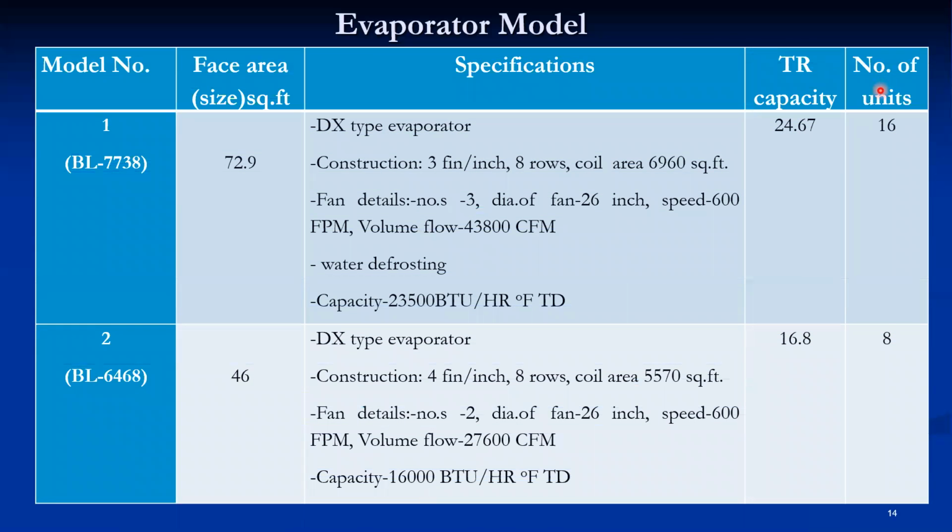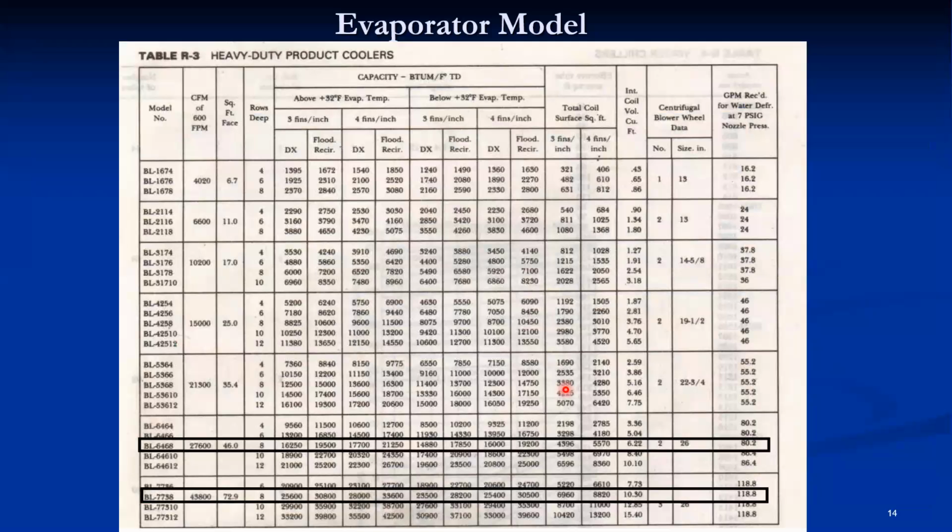Other details of these models: the 16.8 TR model is selected for pre-cooling application. Its construction is 4 fins per inch, with 8 rows. Rows are also fewer because we have to go for lesser rows, since 6 rows is not available. But here we will select the 8 rows, which is in between, because at 6 the capacity is comparatively less, and at 4 the capacity is less. So the in-between rows.